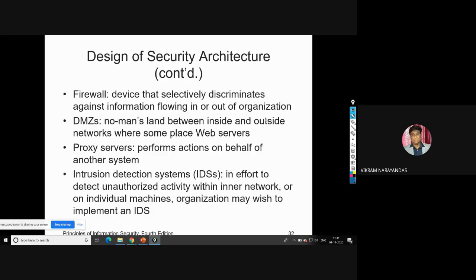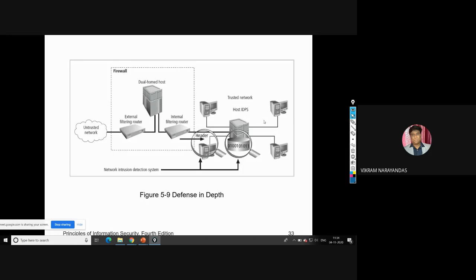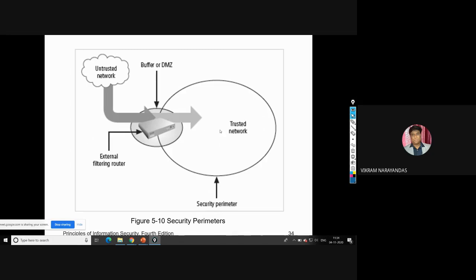Next, DMZ. So what is DMZ? It is nothing but a demilitarized zone. A buffer against outside attacks is referred to as a DMZ. So it is also acting as a firewall, you can say.